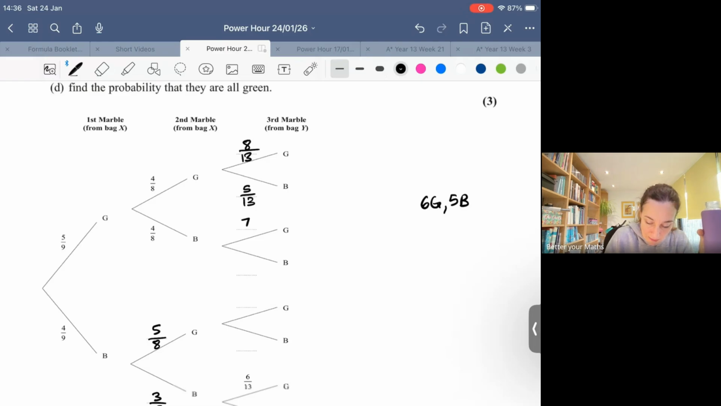Perfect. What is the other one then? Six out of 13, because they must add up to 1. And because I added one blue, I have one more blue here. So 6 out of 13. Excellent.